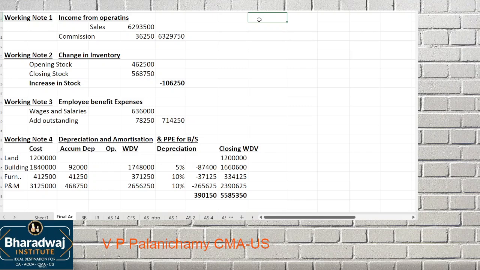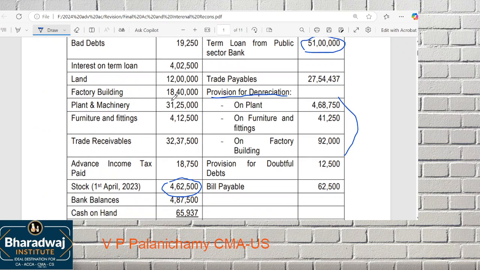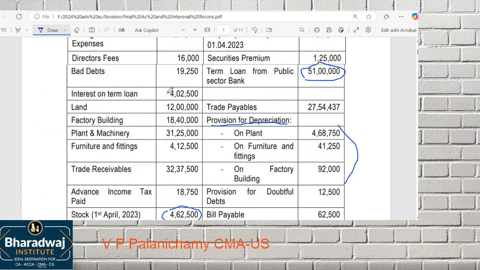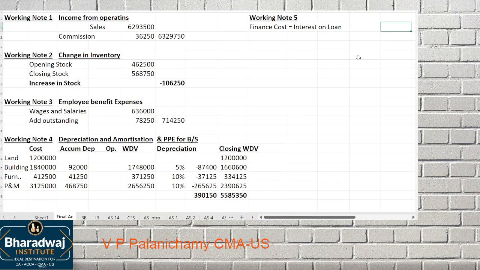What is the next working note? Finance cost. It is given interest on loan. Interest on loan is a direct item. Interest on loan how much? 4,02,500. Check any interest rate given. Any interest rate given in the question? No. So nothing is outstanding.